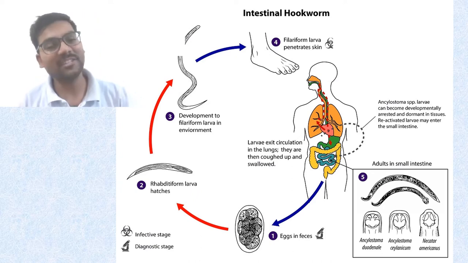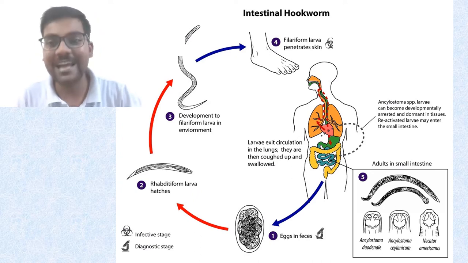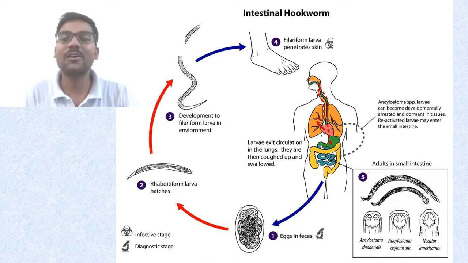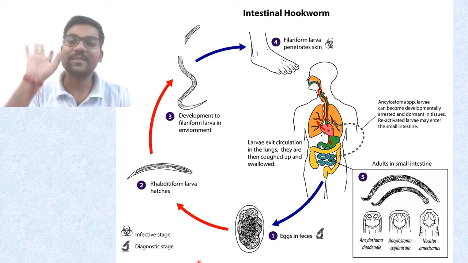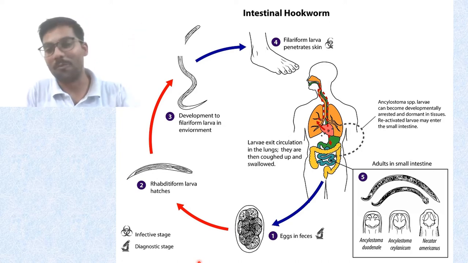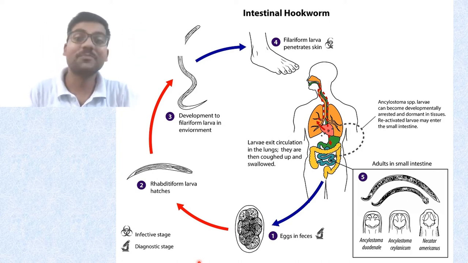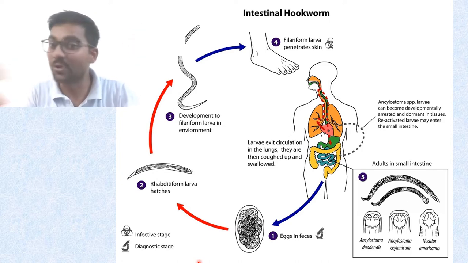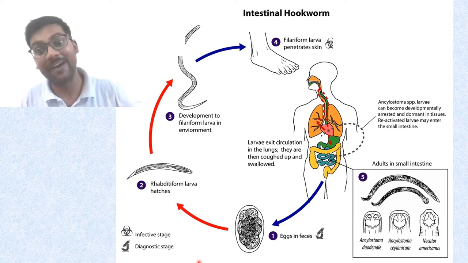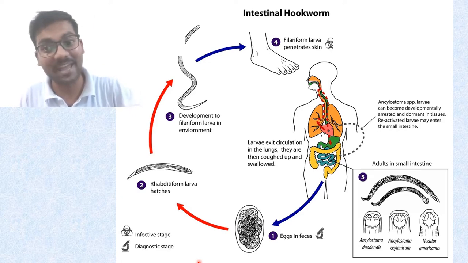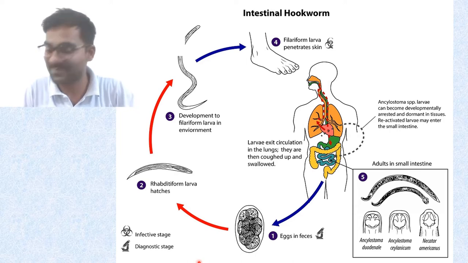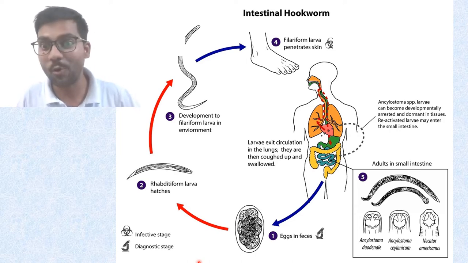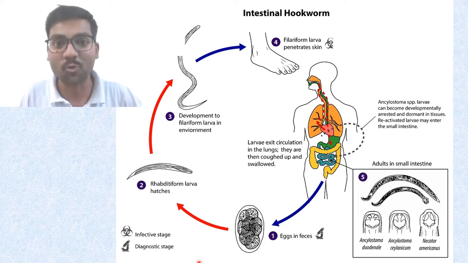What is the life cycle of intestinal hookworm? Ankylostomiasis, Ancylostoma duodenale. This can be transmitted in two ways: by skin contact or by the fecal route. The fecal route we already discussed in the case of ascariasis. Now we will discuss how skin transmission takes place. It is a hookworm, so there is a hook.